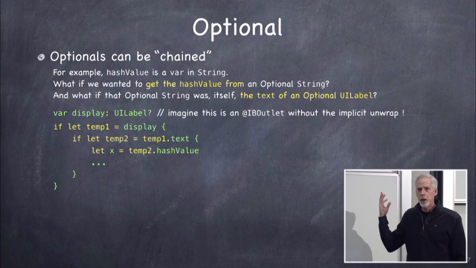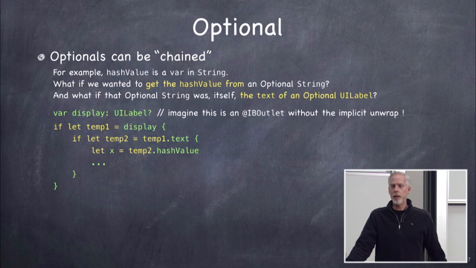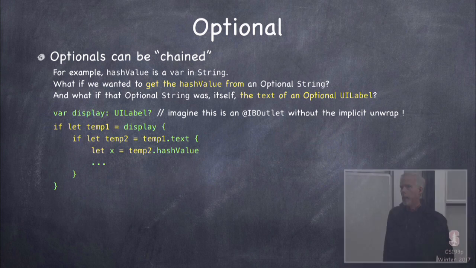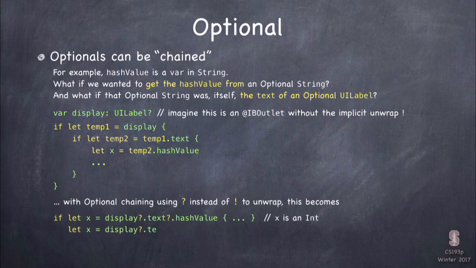Okay, this is a lot of code to have to type to just get that dang hash value out of that UILabel's text. So with optional chaining, this same code looks like this, the first line of those two lines. If let x equal display question mark dot text question mark dot hash value, then do something with x. Okay? And in that case, of course, x will be a non-optional because I'm doing if-let on it. If I take the if off and just do let x equal all that, then x will be an optional int.